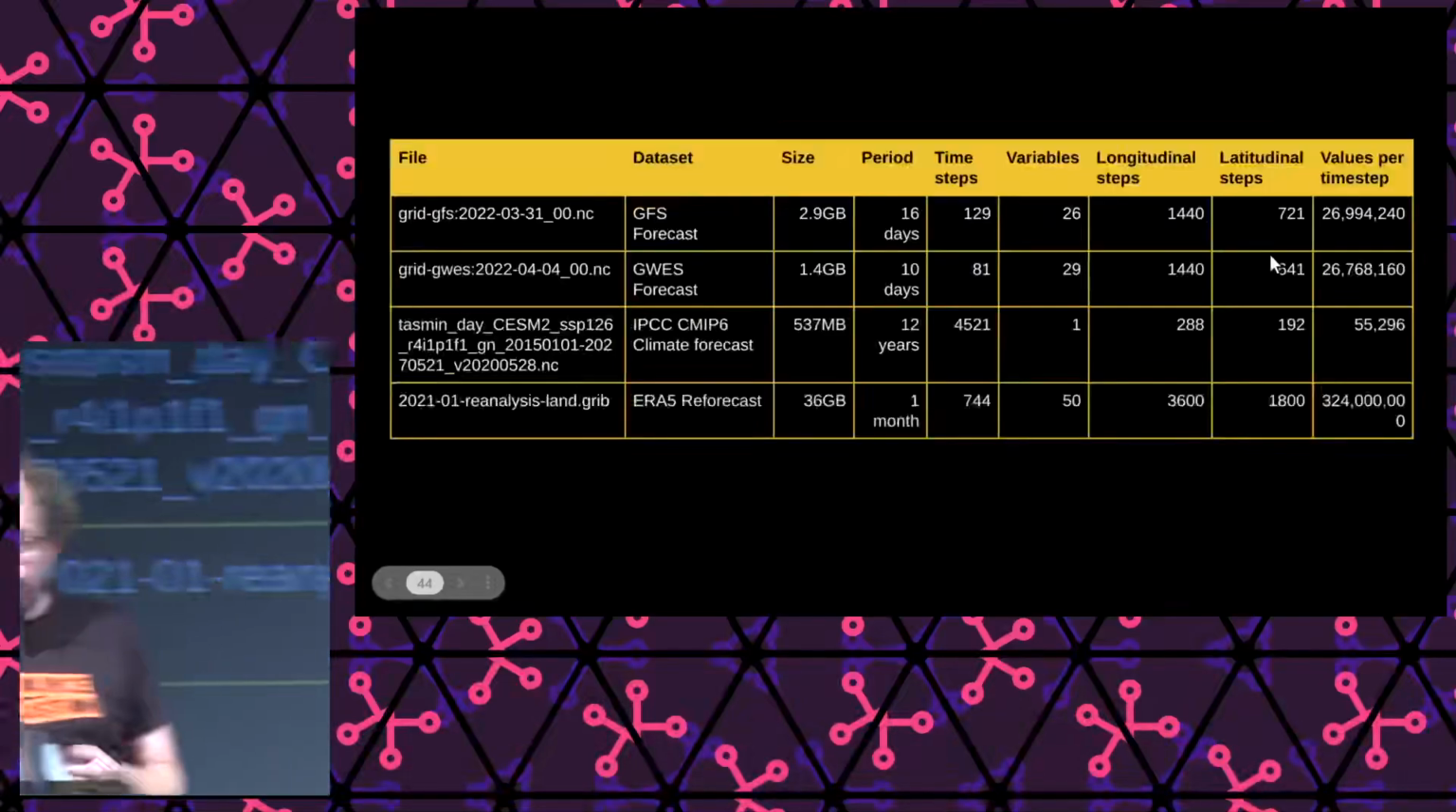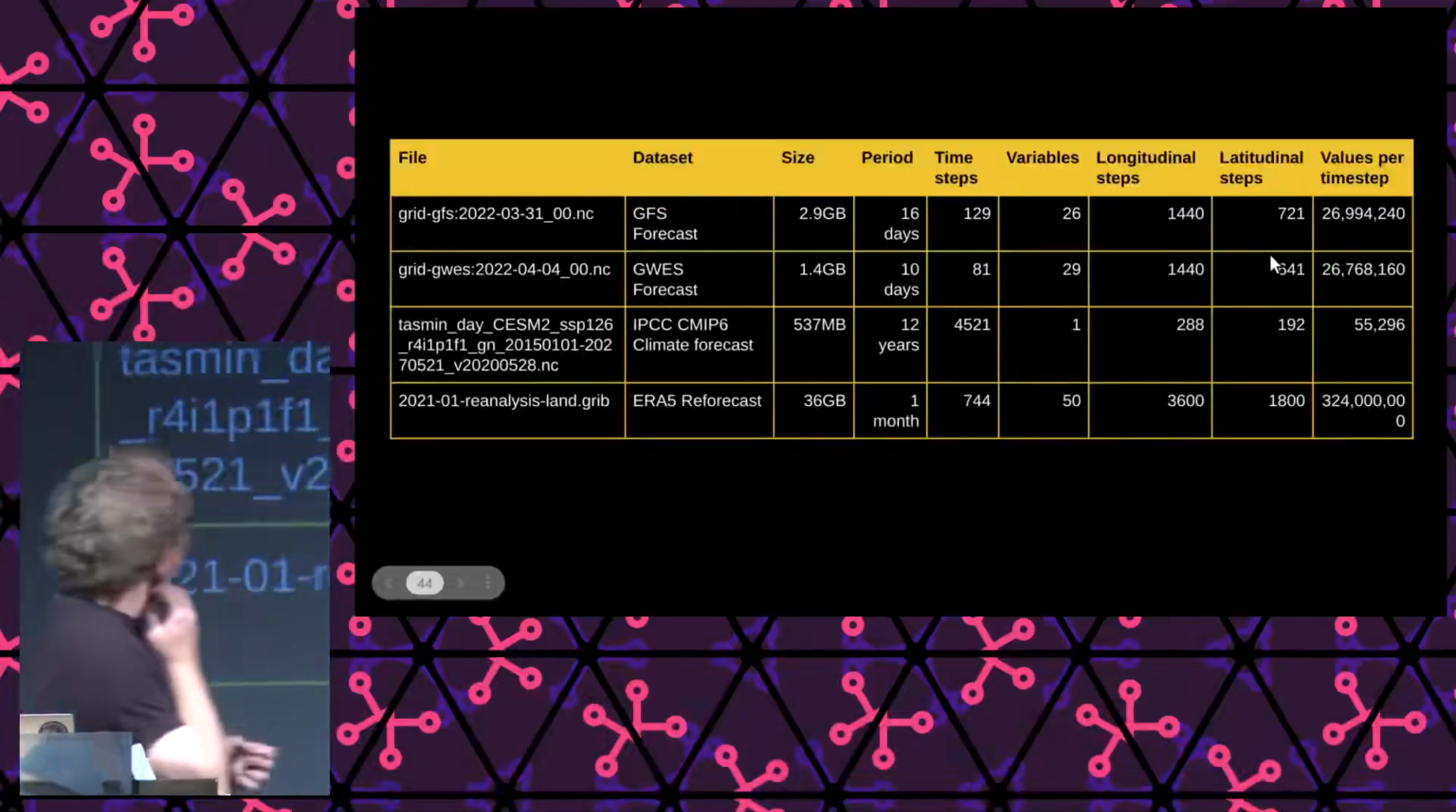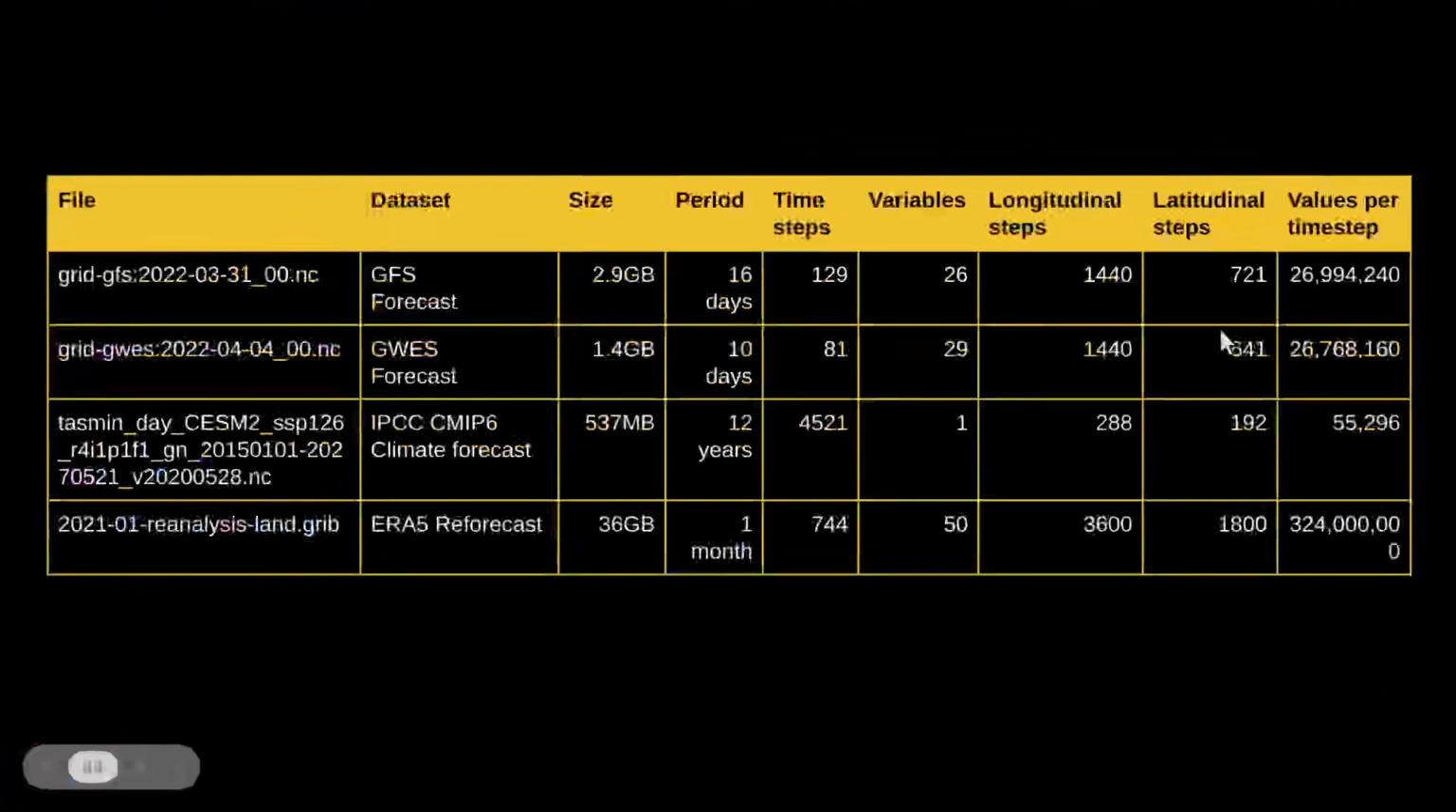And so if we look at average files, we get output from the GFS model, which is the Global Forecast System. A 16-day period on that comes out at about 3 gigabytes, right? And it has about 27 million values per time step.